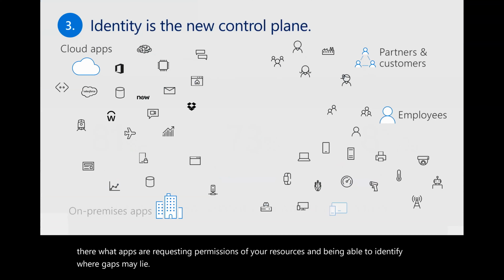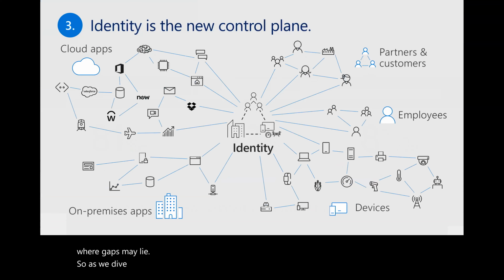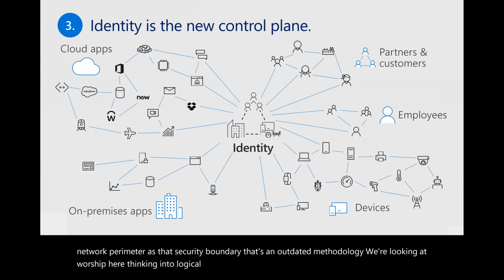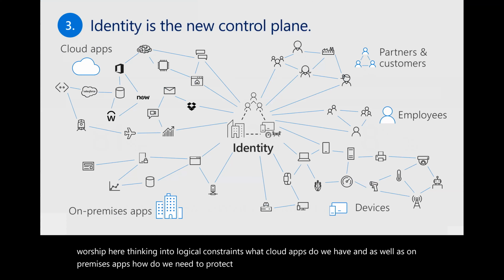So as we dive into zero trust, we're shifting our mentality. We're no longer looking at the physical network perimeter as that security boundary. That's an outdated methodology. We're shifting our thinking into logical constraints. What cloud apps do we have? And as well as on-premises apps. How do we need to protect those? What category do they fall in?